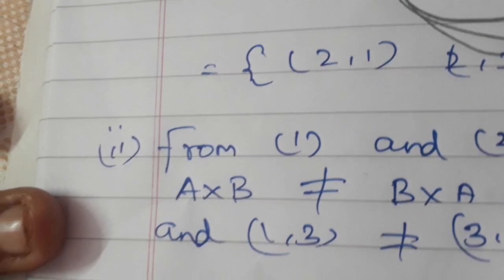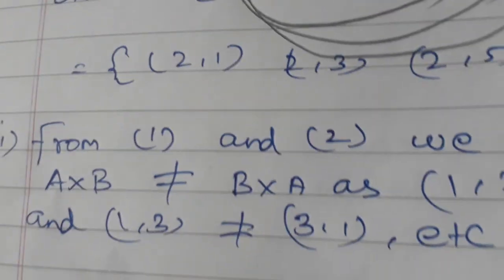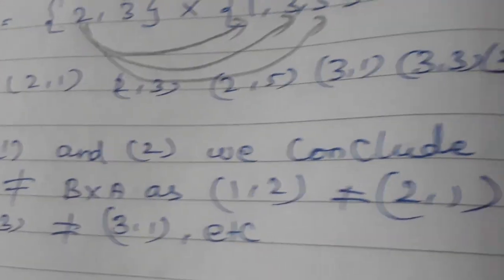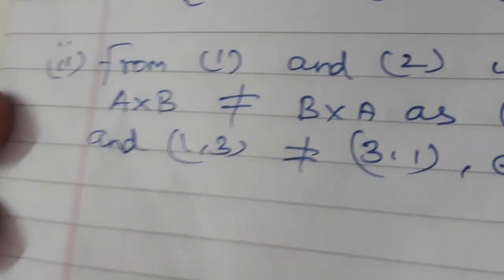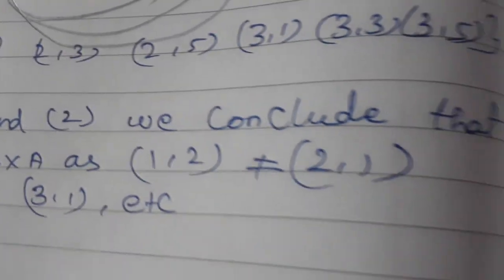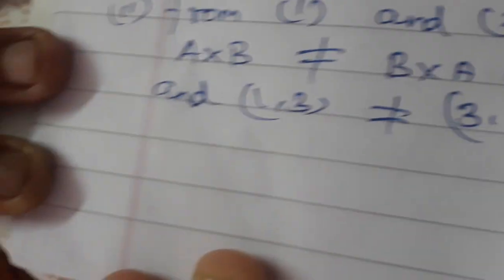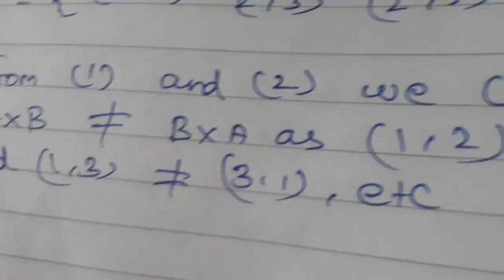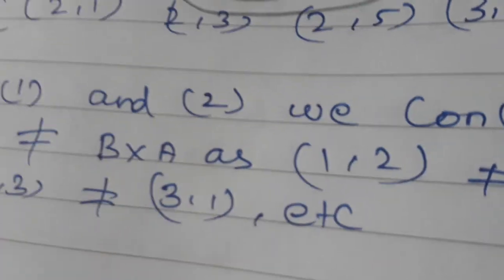So our answer for the second part: this is equation number 1 and this is equation number 2. From 1 and 2, we conclude that A × B is not equal to B × A, as (1, 2) is not equal to (2, 1) and (1, 3) is not equal to (3, 1), etc.